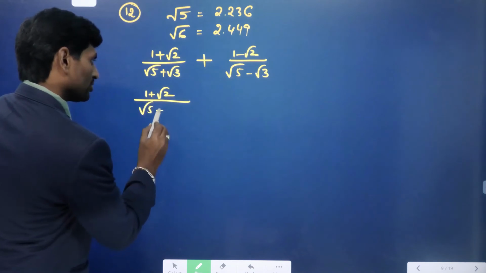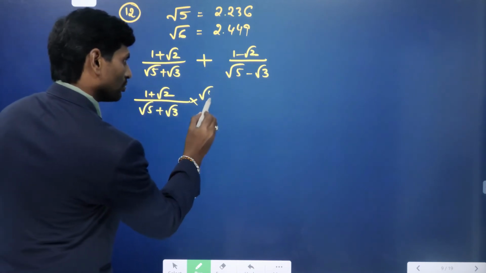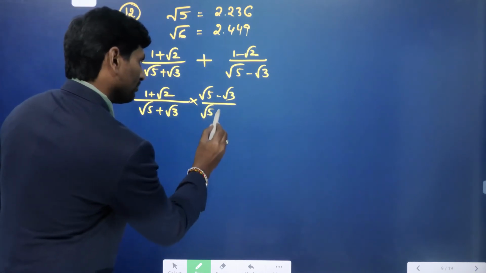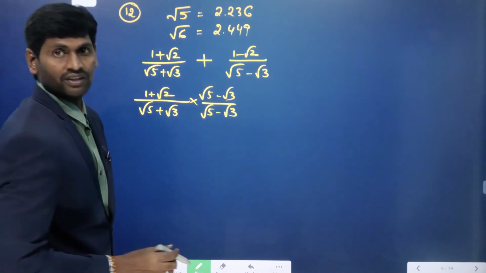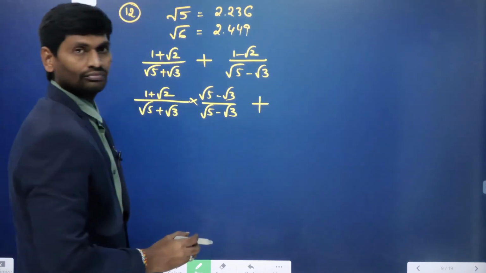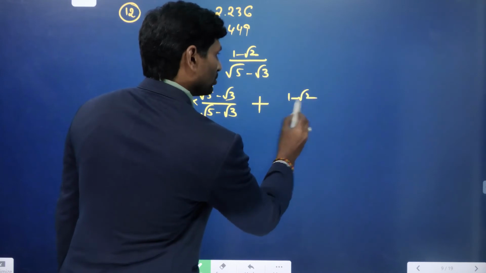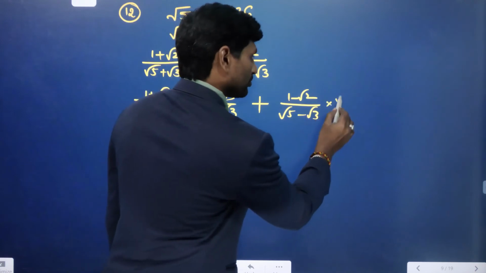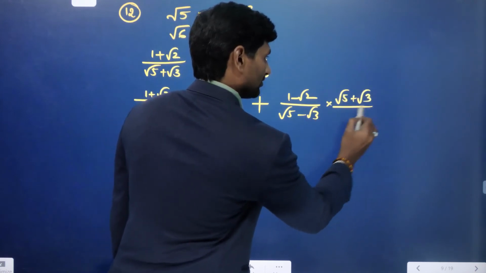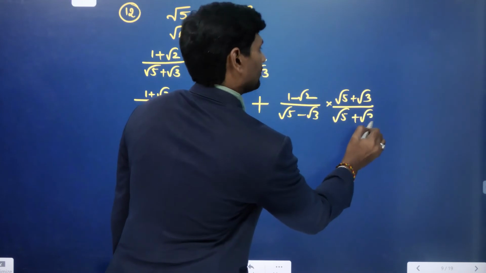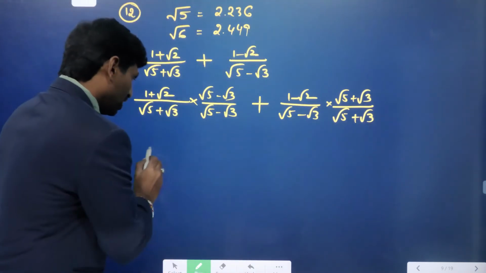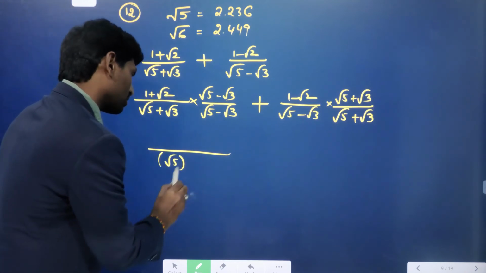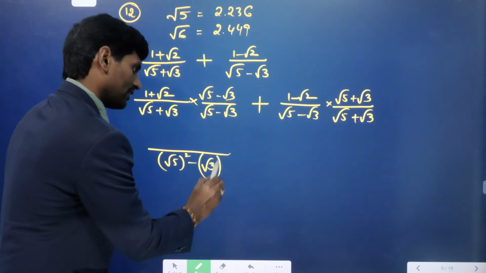Now root 5 plus root 3, the rationalizing factor is root 5 minus root 3. Denominator also root 5 minus root 3. First term this one. Now the second term, 1 minus root 2 by root 5 minus root 3. The second term rationalizing factor is root 5 plus root 3. Now the denominator, a plus b into a minus b, a square minus b square, nothing but root 5 whole square minus root 3 whole square.